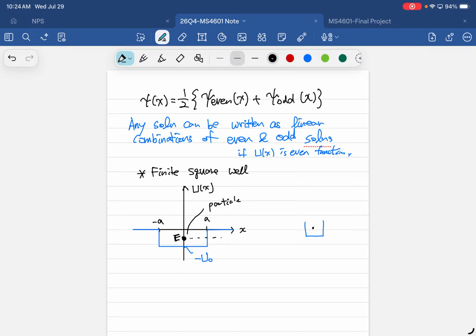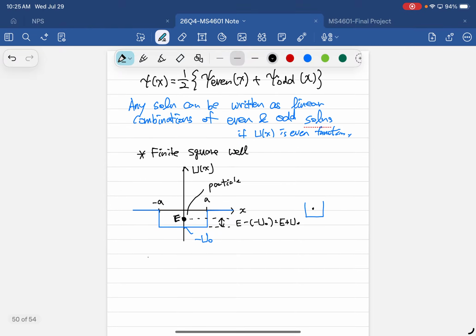What that means is that here, the energy difference between the particle energy and the bottom of the well is E minus (minus U naught), which is E plus U naught. Okay? We are looking at this energy difference.